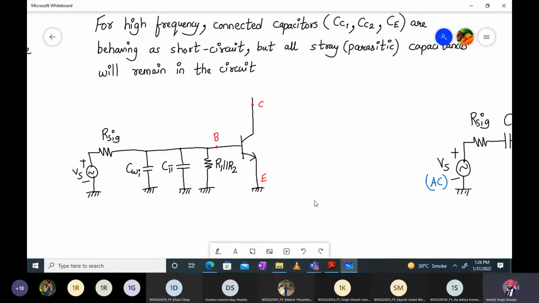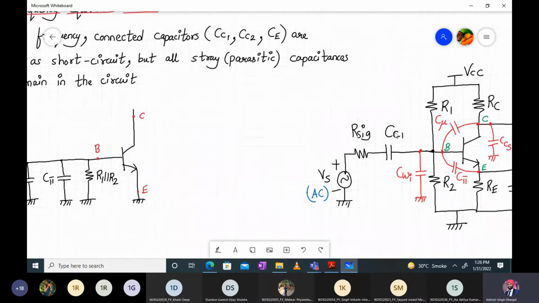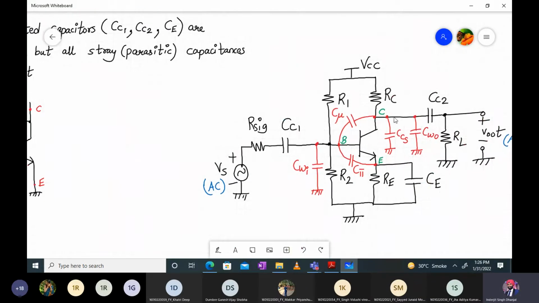Now next, between the base and the collector I have C mu. So I'll draw the capacitor over here. Okay, so I have the C mu. Then from the collector to the ground, what do we have? I have the RC resistance, right? The DC voltage supplies are grounded, short circuited. I have RC. Then I have a capacitor CCS, CWO. CC2 is short circuited, RL and V out.